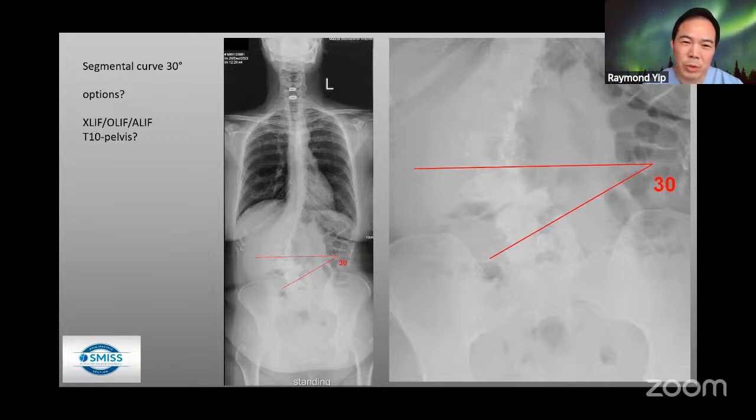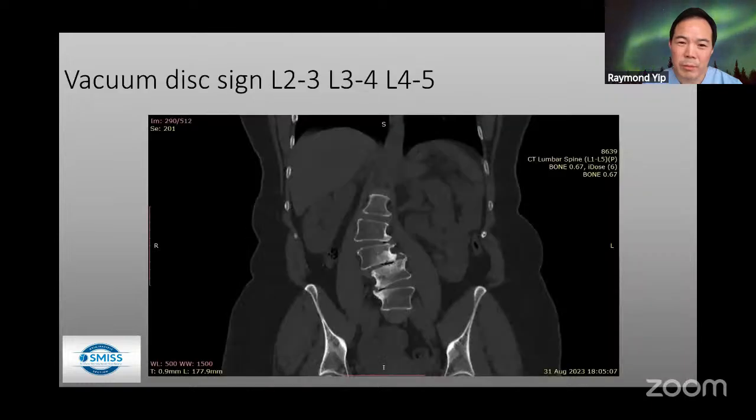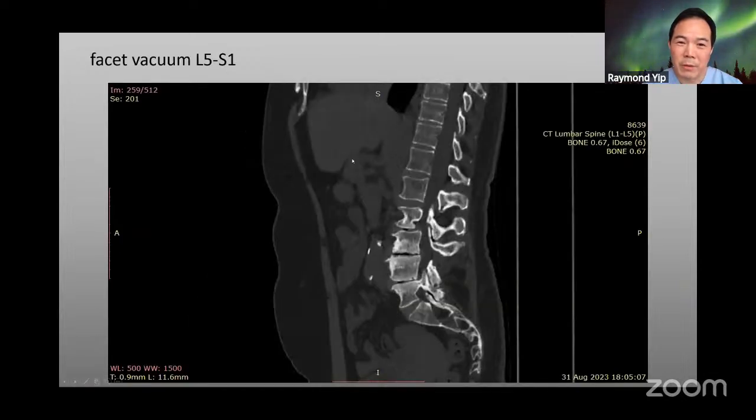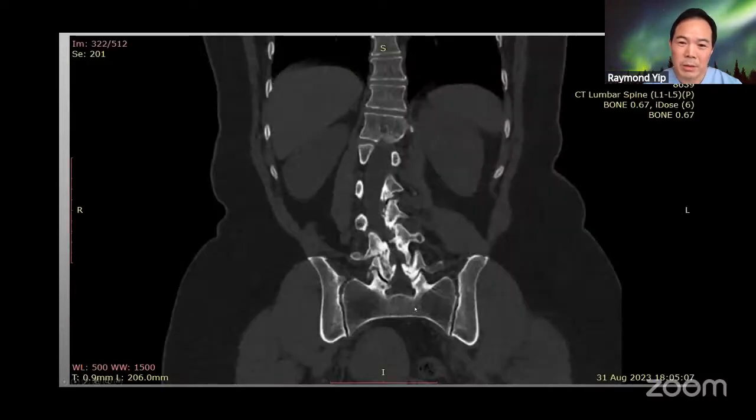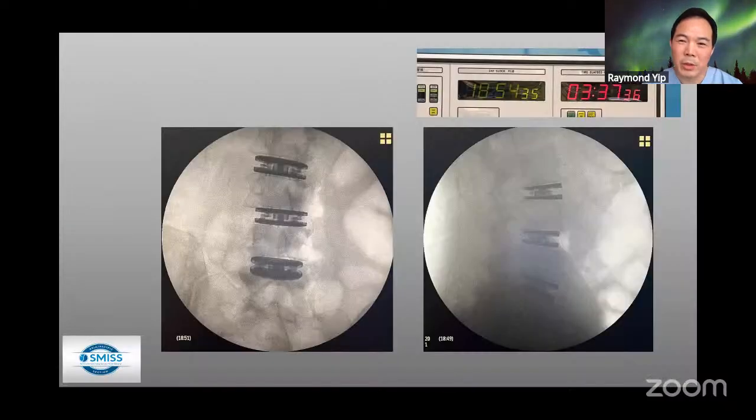So do we do a big surgery like a T10 to pelvis for her, anterior spinal fusion, or can we do a lesser surgery? She's got vacuum discs at 3 levels: 2-3, 3-4, 4-5. The 5-1 facet joint has a vacuum, but the disc is intact. So there's an L5-S1 facet joint vacuum on the right side as well, because probably it's starting to degenerate, the 5-1 as well. So she had a 3-level TDR.